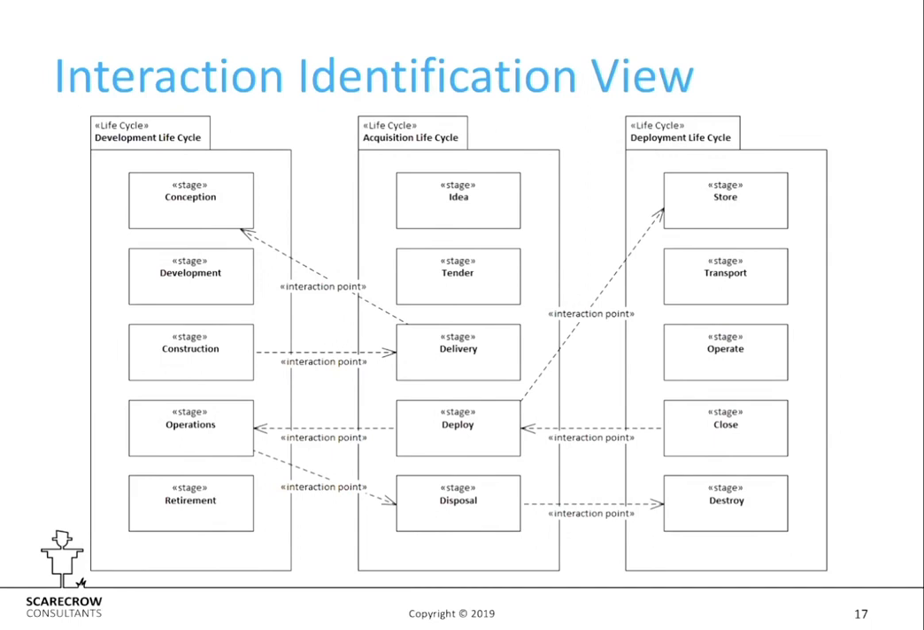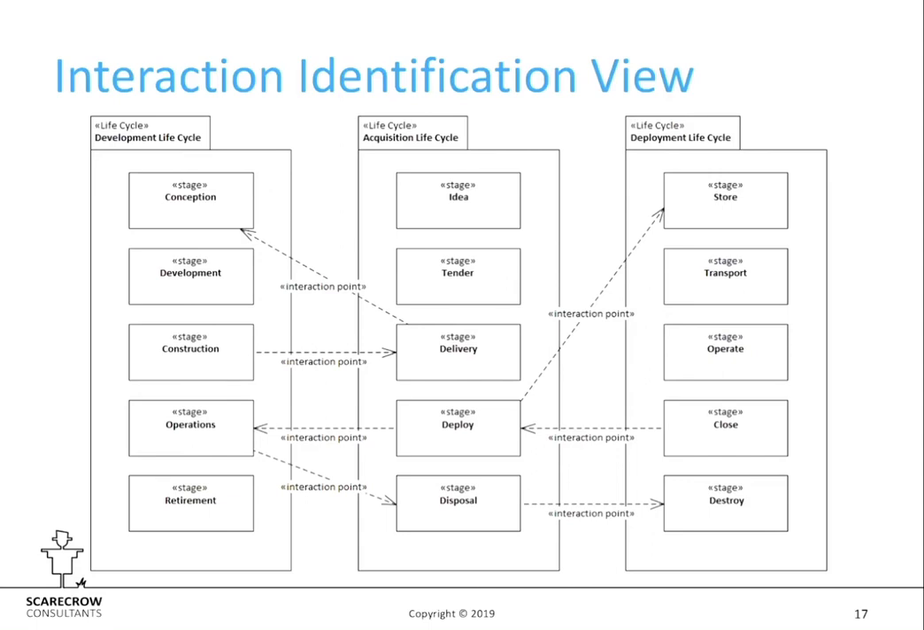We're using these stereotype dependencies to show that, for example, the deploy stage in the acquisition life cycle has an interaction point with the store stage in the deployment. So it has to send something into the store stage of the deployment life cycle. And similarly, there's feedback the other way, that when deployment gets to close, it has to feed back to the deploy stage of the acquisition life cycle.